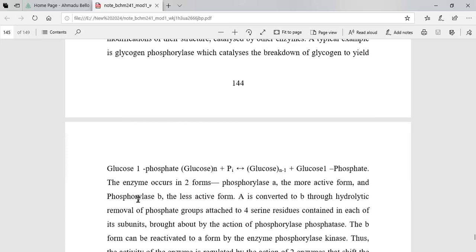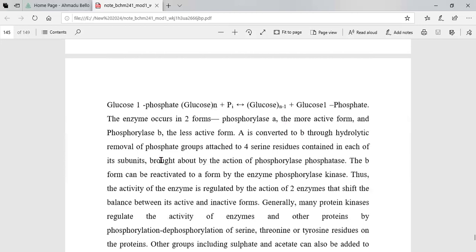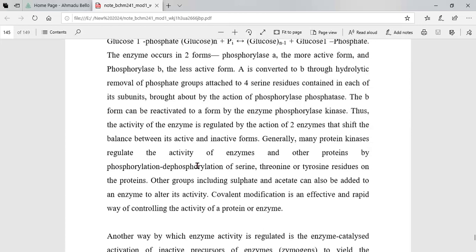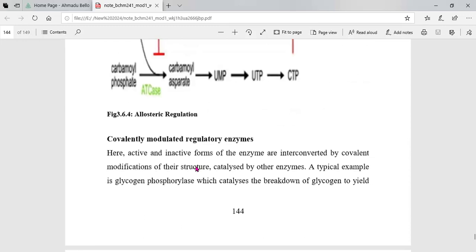The enzyme occurs in two forms: phosphorylase A, which is the more active form, and phosphorylase B, which is the less active form. A is converted to B through hydrolytic removal of phosphate groups attached to 4 serine residues, one in each of the subunits, which is brought about by the action of phosphorylase phosphatase. So phosphorylase phosphatase comes and removes the phosphate group attached to the serine residue in the subunit. That is simply what happens in covalently modulated regulatory enzymes.